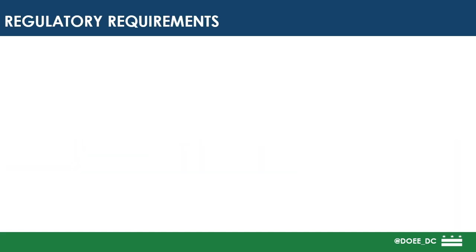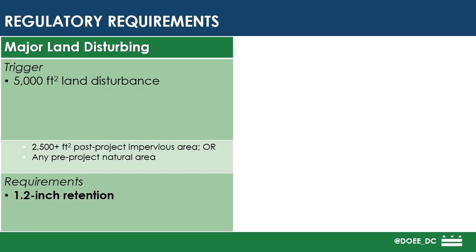Let's take a closer look at the stormwater rule requirements. There are two main types of regulated activities that require stormwater management plans. First, major land disturbing activities, which include activities that disturb 5,000 square feet or more of land and have 2,500 square feet or more of post-project land cover that is impervious, or any of the pre-project area is natural land cover such as forest or meadow. So you need to have the 5,000 square feet land disturbance and at least one of the other two requirements to be considered a major land disturbing project. These activities are required to retain up to at least the 1.2-inch storm.